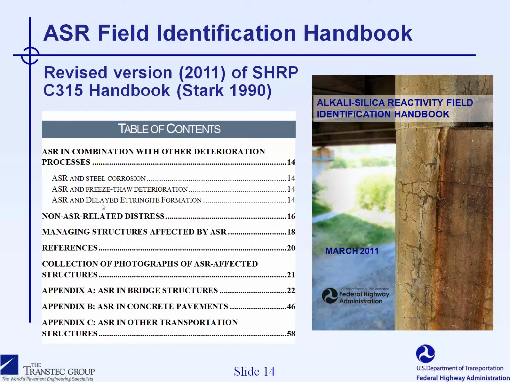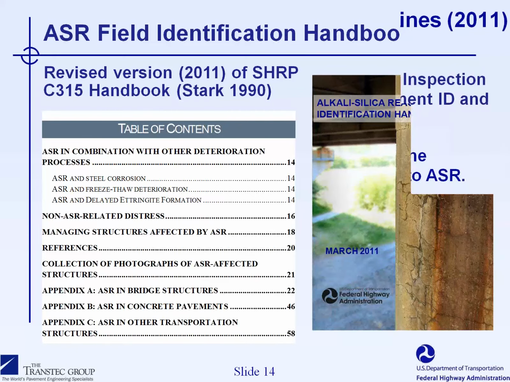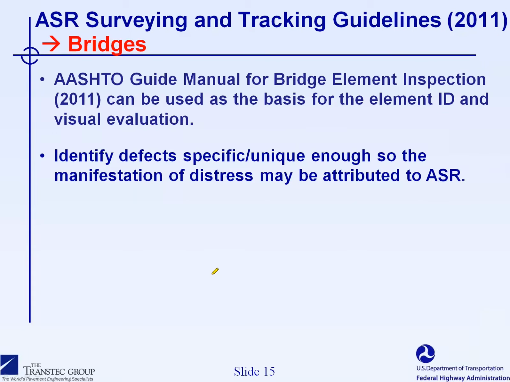or in combination with other deterioration processes such as steel corrosion, freeze-thaw action, delayed ettringite formation. So a large number of pictures are given with descriptions of those pictures for ASR in bridge structures, pavements, and other transportation structures. Again, as I mentioned, this is in order to help the inspectors in their field survey to identify the presence of ASR and the extent of deterioration due to it.